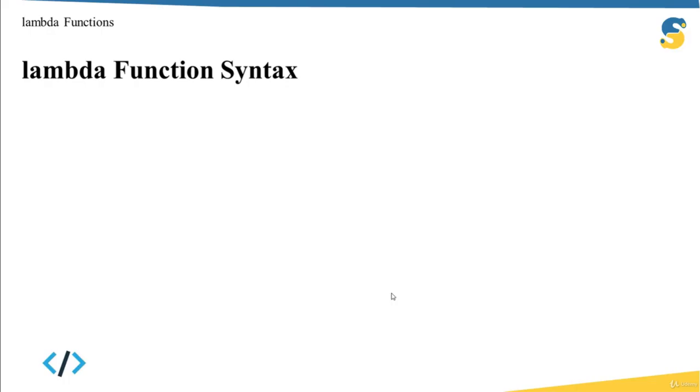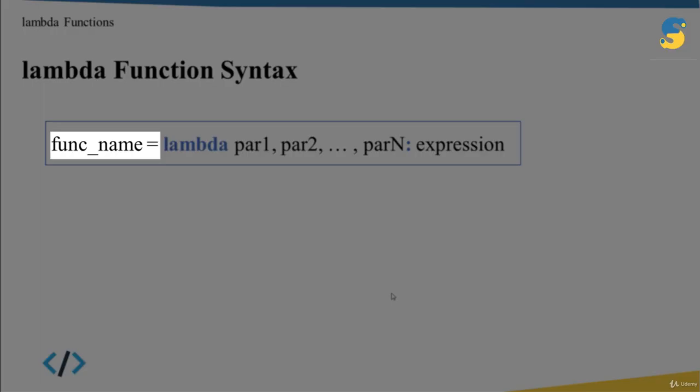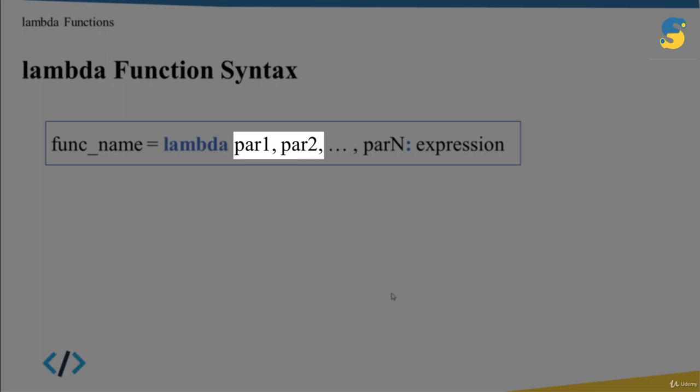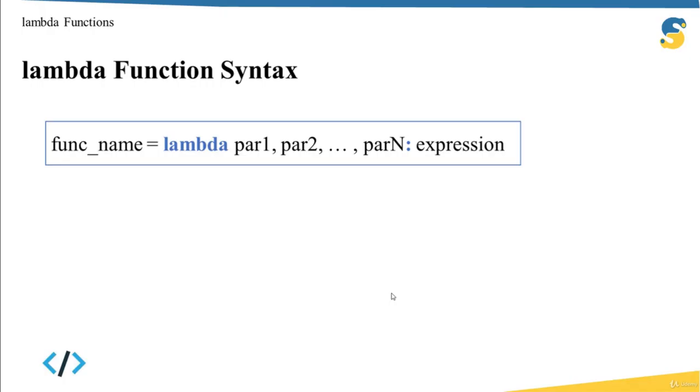First of all, let me show you how we define a lambda function or an anonymous function. I will say function name equal to lambda, which is a reserved keyword. Then you have to put the list of parameters that you want to use. So I will say parameter 1, 2, until n, colon, and then an expression that returns the value that your function calculates.